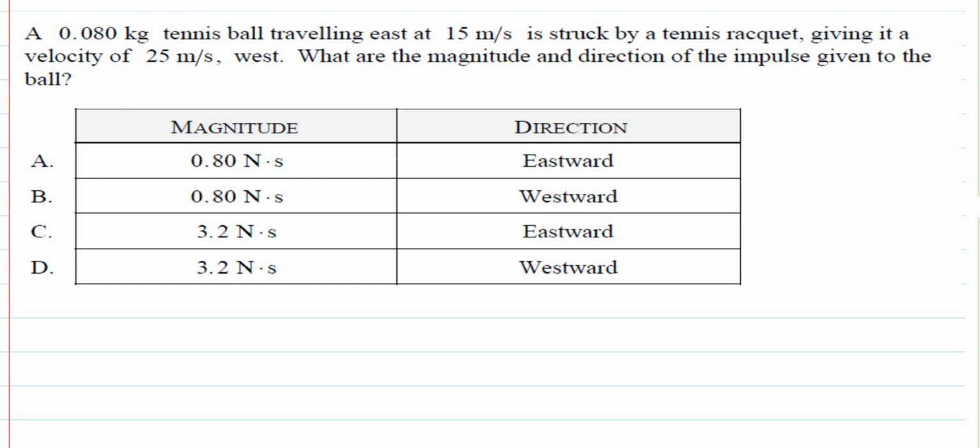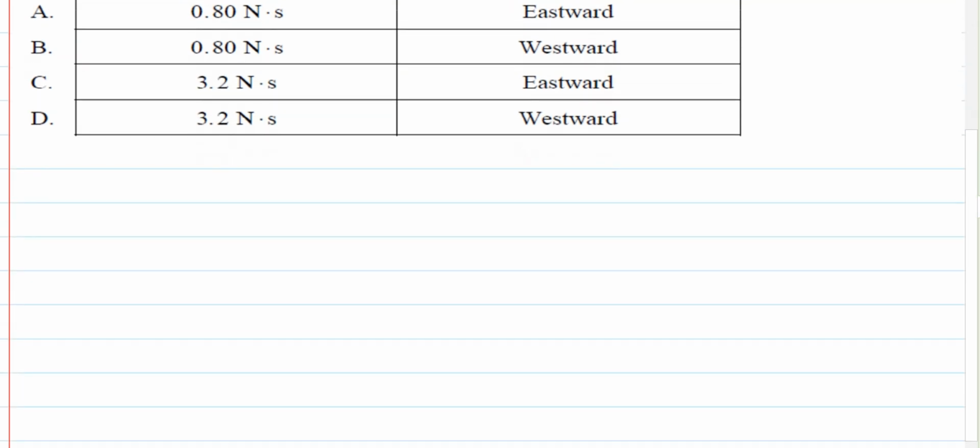Let's keep on continuing on with these impulse related questions. And for this next question, we now have a 0.080 kilogram tennis ball and is traveling east at 15 meters per second. And then it's struck by a tennis racket, giving it a velocity of 25 meters per second west. And we want to find the magnitude and the direction of the impulse given to the ball. Okay, let's go ahead and collect some information again.